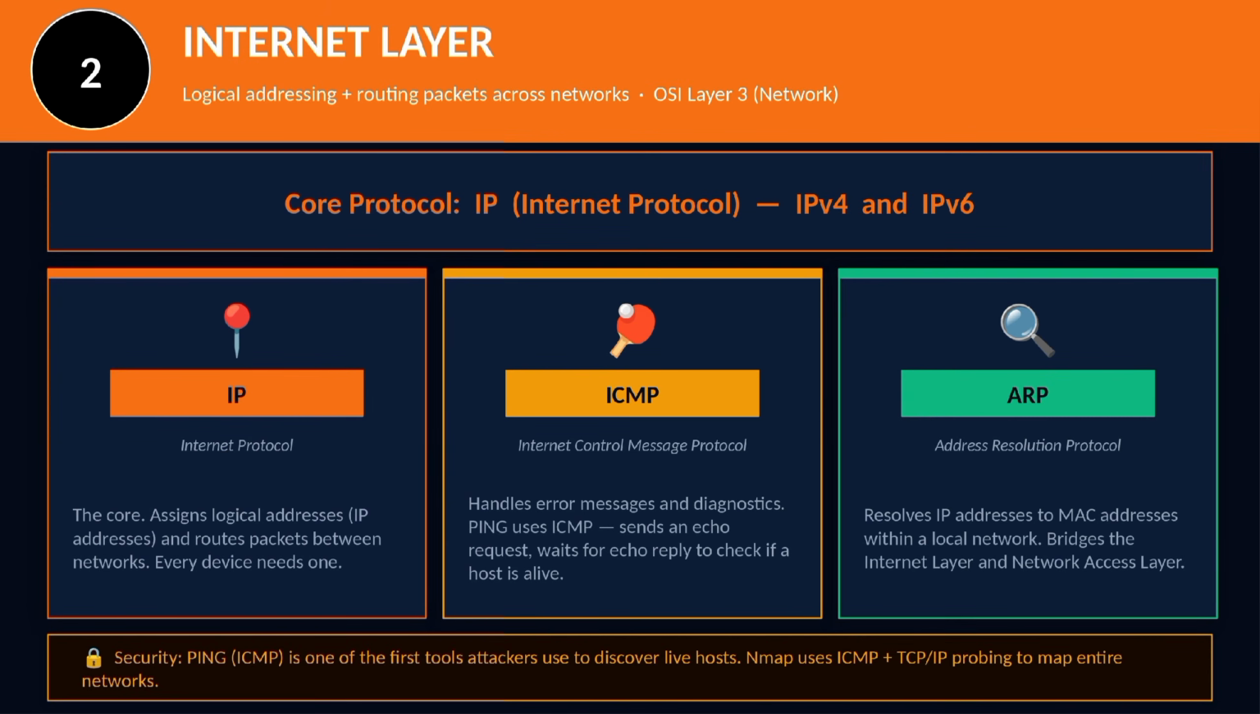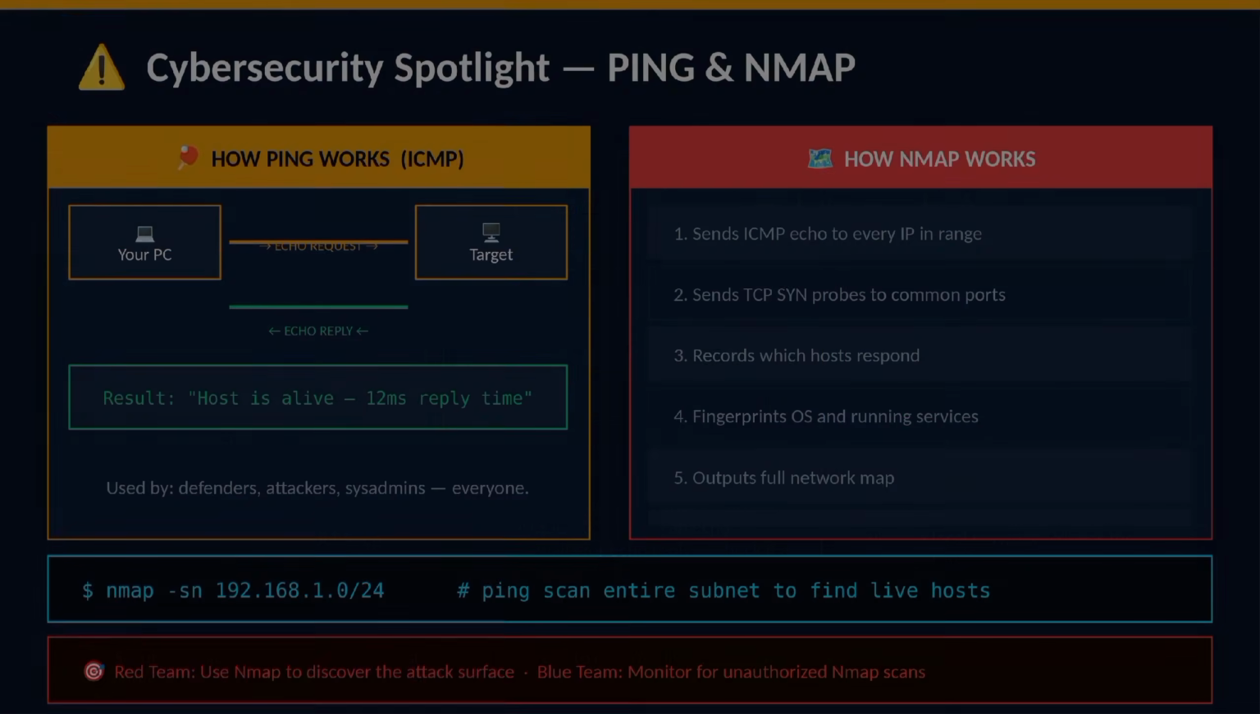Layer 2, internet layer. The internet layer handles logical addressing and routing between networks. This is where IP lives, both IPv4 and IPv6. Other key protocols here, ICMP, Internet Control Message Protocol. Ever run ping? That's ICMP checking if a device is alive. ARP, Address Resolution Protocol, maps IP addresses to MAC addresses on a local network.